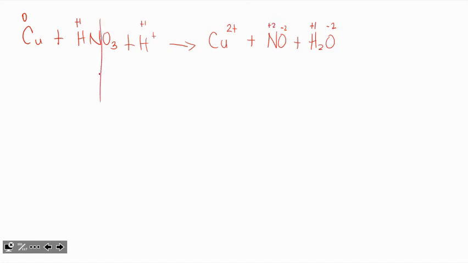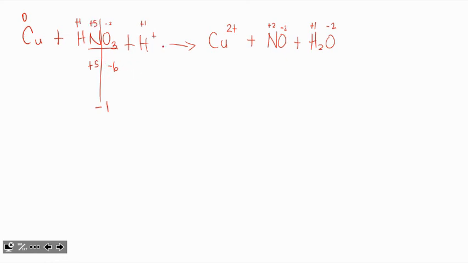If we look at our nitrate itself, the overall charge for the nitrate is a -1 charge. So if we have a -2 for our oxygen, that's -6 on this side. We need an overall charge of a -1. So this nitrogen has to be a +5. +5 divided by 1 is a +5.